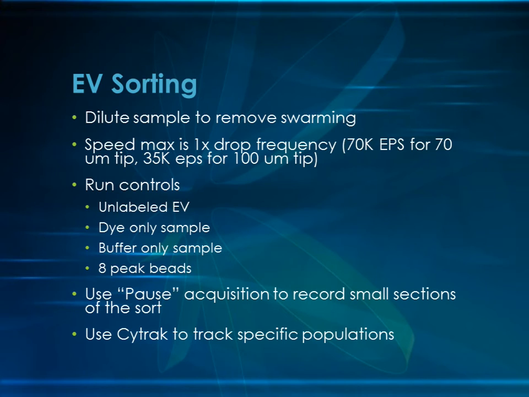Extracellular vesicle sorting is a high event sort, running 30 to 50,000 events per second, and therefore the FCS files quickly bloat if the user does not utilize the pause acquisition while sorting function. This allows for the sort to continue, and the researcher can use the time gating strategy to monitor the sort as it continues. Finally, the smaller populations may be zoomed, and Summit uses CyTrack to track the populations as the cytometer is sorting.